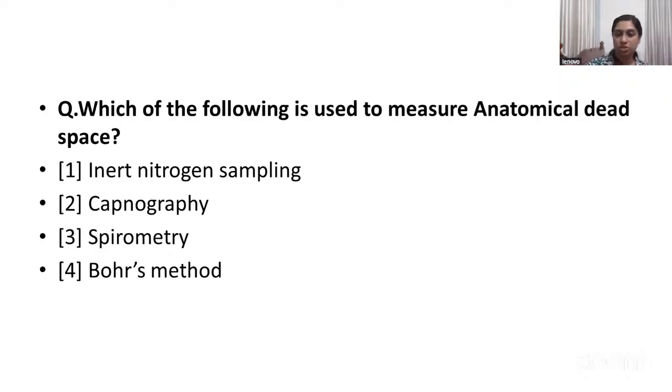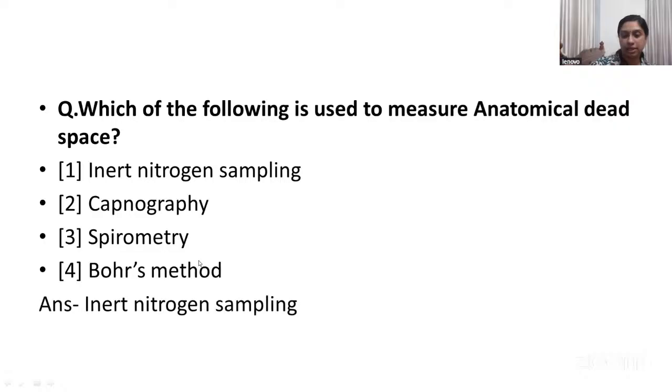Which of the following is used to measure anatomical dead space? So, anatomical dead space means what? First, let me explain the question. The options are inert nitrogen sampling, capnography, spirometry, Bohr's method. What's the method used to determine the anatomical dead space? The answer is inert nitrogen sampling.